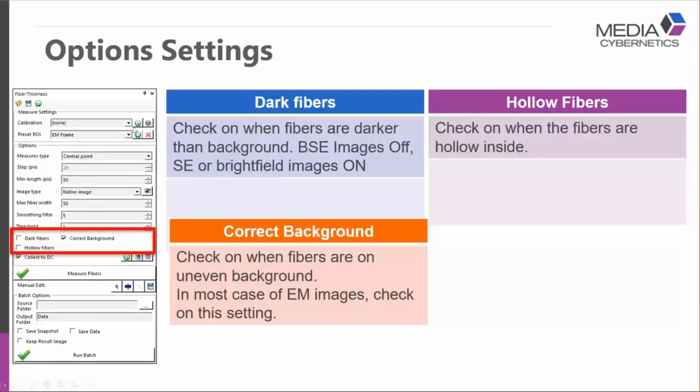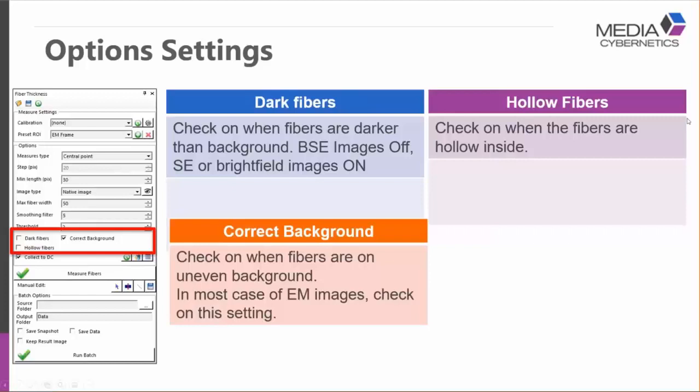There is a default when you, the fiber thickness just has default values, and you can see these are the default values. Actually, dark fibers is on. The important thing here in the flexibility of the fiber thicknesses app is you can either do dark fibers on a bright background or bright fibers on a dark background. So depending upon your imaging modality, this will handle either type of input.